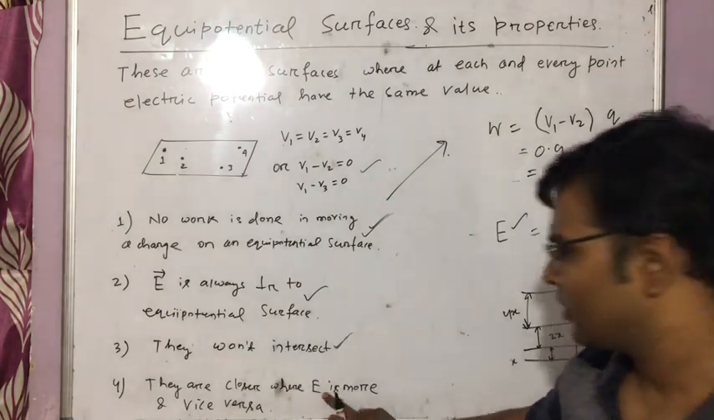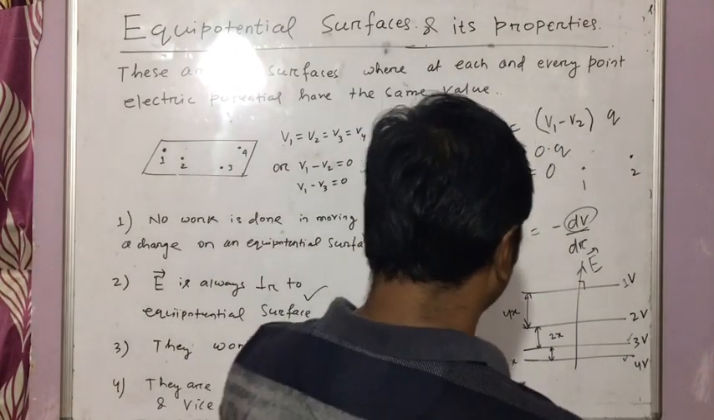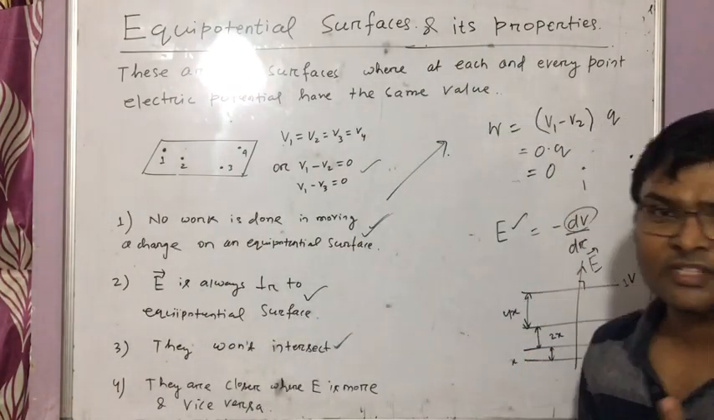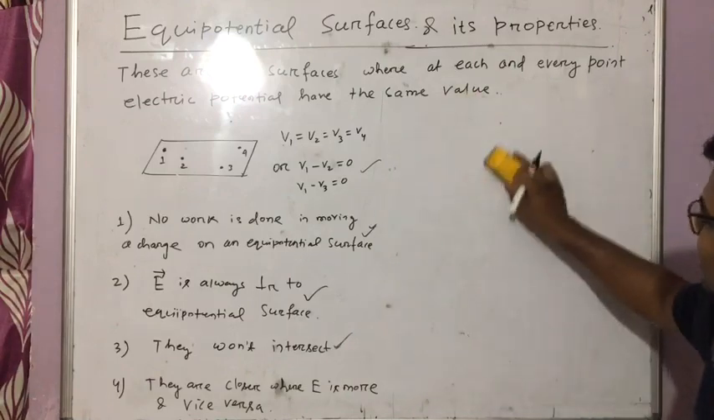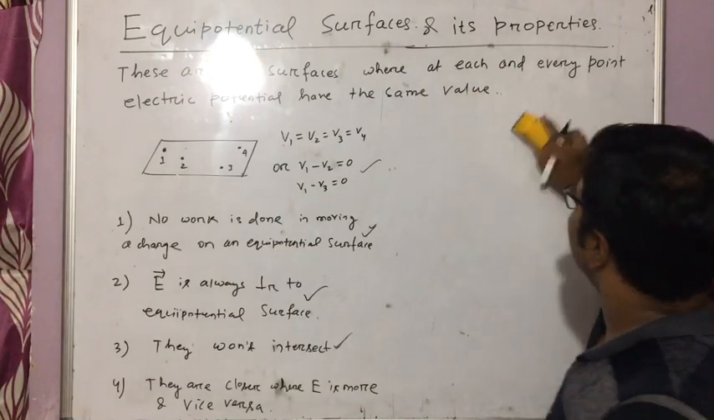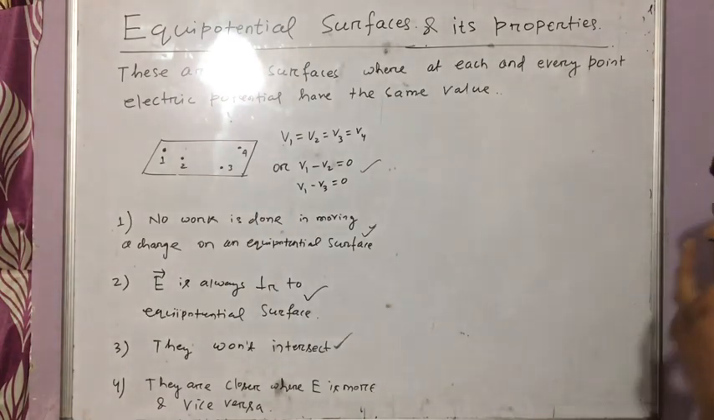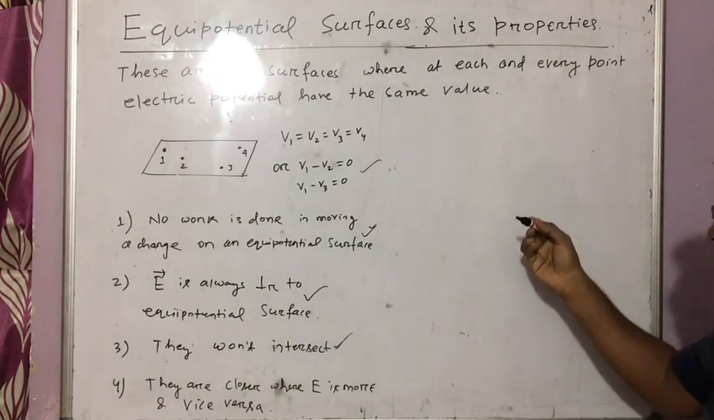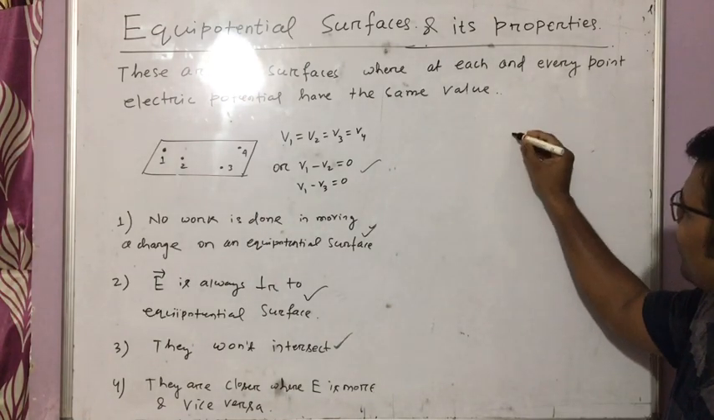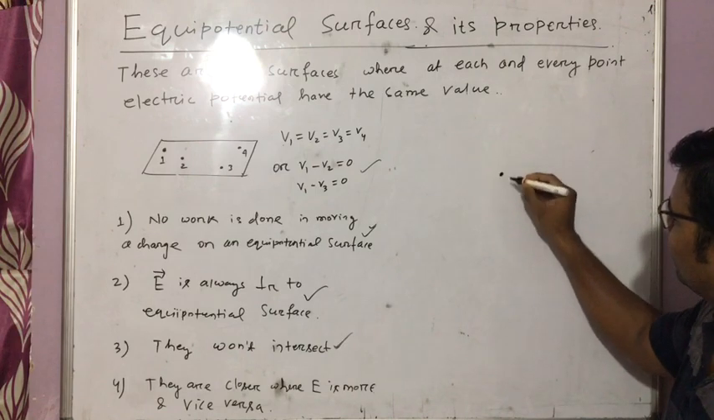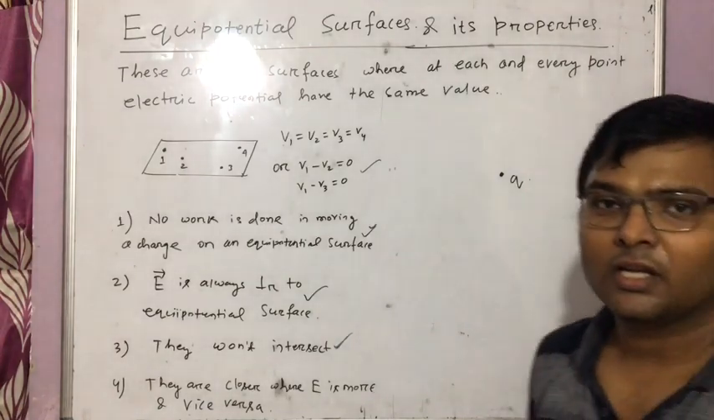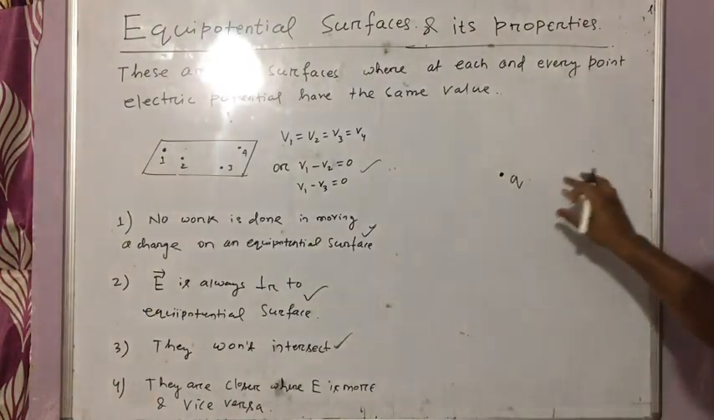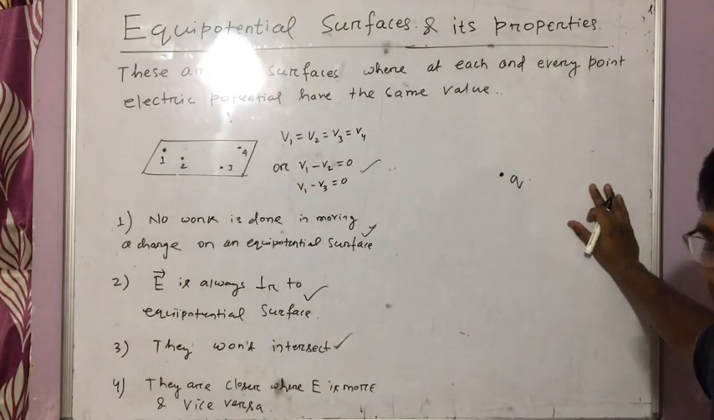Is it clear? Okay. Now let us move to some shapes of your equipotential surfaces. Basic shapes of equipotential surfaces of some charge and charge systems. Suppose, let us take a point charge Q. For a point charge, we need to determine the equipotential surface shape.